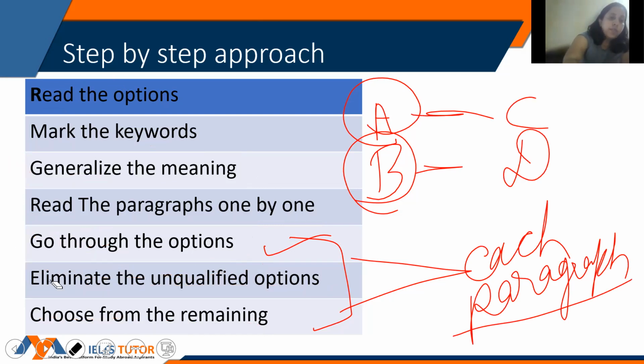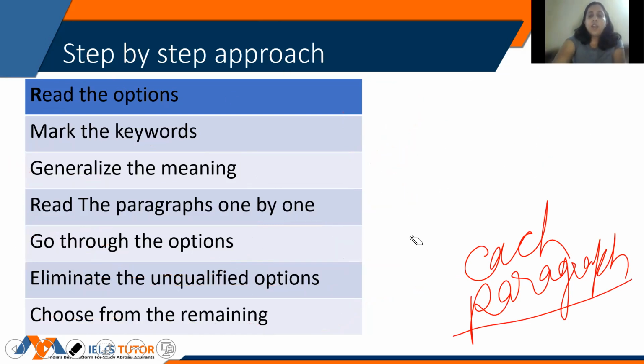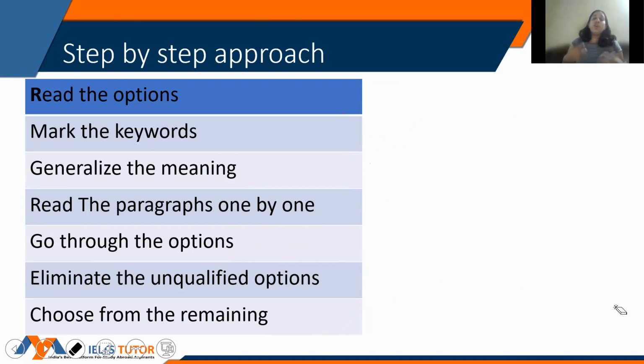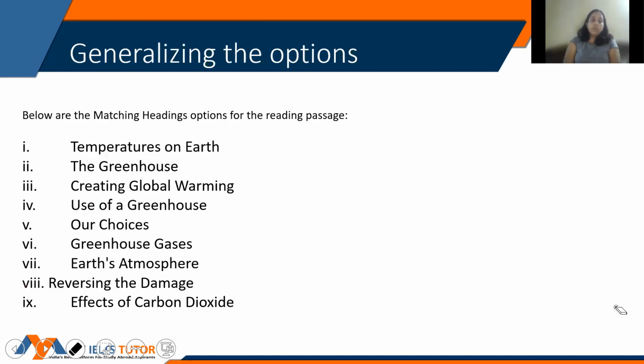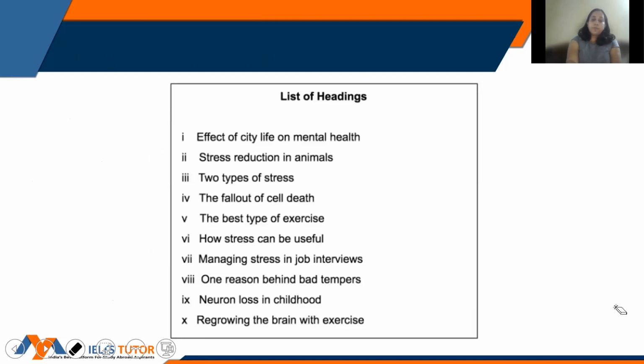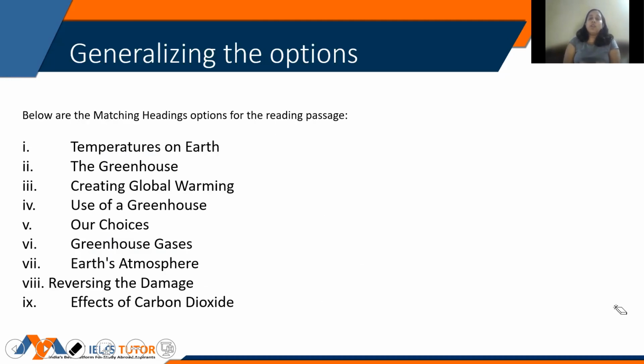Simple to understand, but why are we still not able to find correct answers? Because they trap you. We will be understanding the traps, but before that, let's understand how we need to generalize the options.